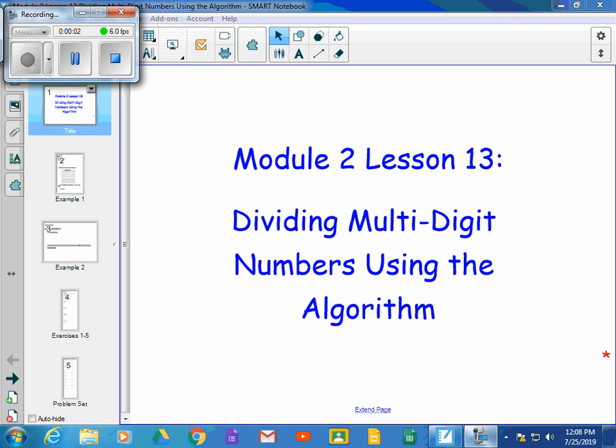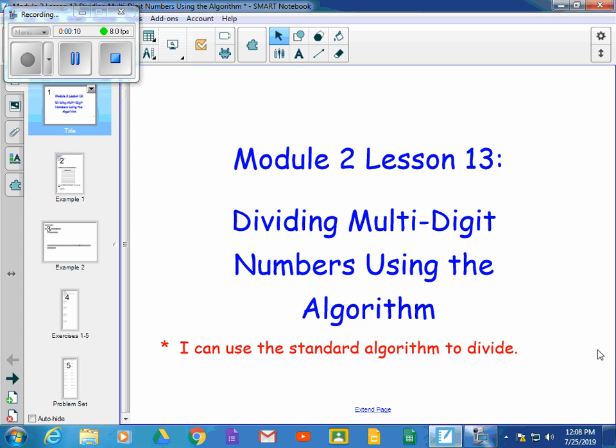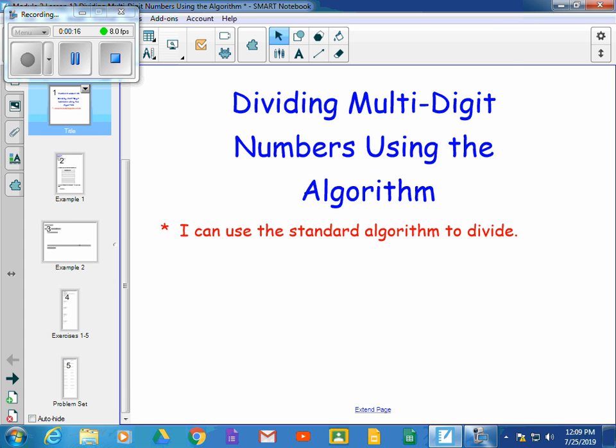This is Module 2, Lesson 13, titled Dividing Multi-Digit Numbers Using the Algorithm. The goal: I can use the standard algorithm to divide. The word algorithm, which we're going to be using here, means a repeated series of steps. We're going to be using the standard series of steps when it comes to division. Long division, as your grandparents might say.